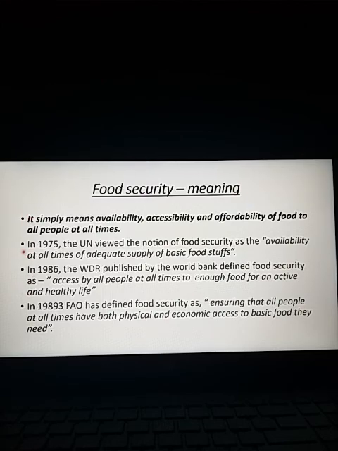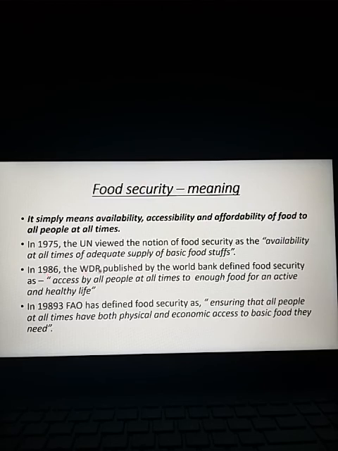First of all, observe the very first one. In 1975, the United Nations viewed the notion, the term notion stands for concept, of food security as the availability at all times of adequate food supply of basic foodstuffs. Here, UN stresses on availability, that is supply, of adequate supply. When I say adequate, sufficient foodstuffs, that too basic foodstuffs.